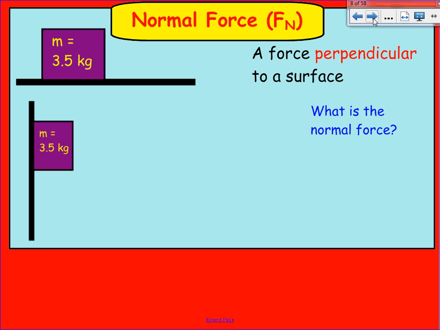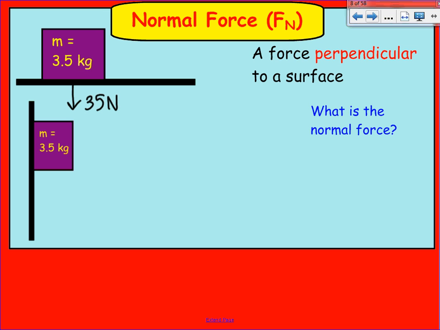So in the first one, let's take a look at the block. The block has a mass of 3.5 kilograms. So in other words, we can say the force of gravity that's pulling it down is 35 newtons. I figured that out just like I did on the slides before, 3.5 times 10. Now that's the force that gravity is pulling down on the block. But notice the block is just sitting there on the surface, so it's in equilibrium, meaning it's at rest.